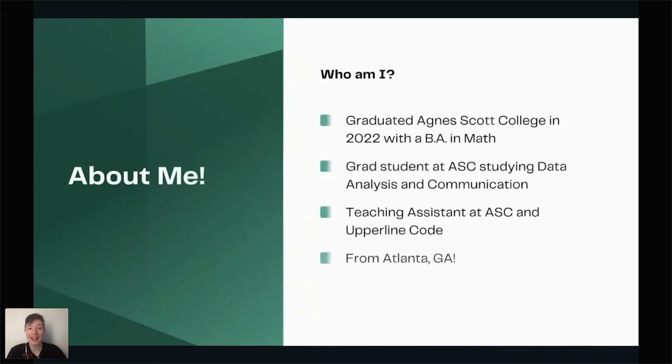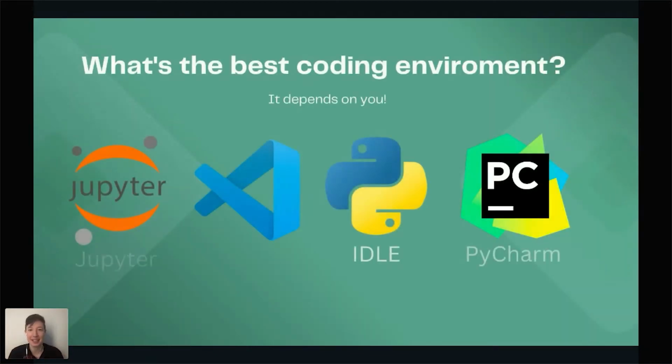And so who am I? My name's Rieker. I graduated Agnes Scott College in 2022 with a bachelor's in math. And I'm currently studying at Agnes, studying data analysis and communication. I've been a teaching assistant at Agnes Scott College and Upper Line Code. I've taught a little bit of physics, a lot of math, and some programming, mostly Python. And I'm from Atlanta, Georgia. Okay, so let's get into it.